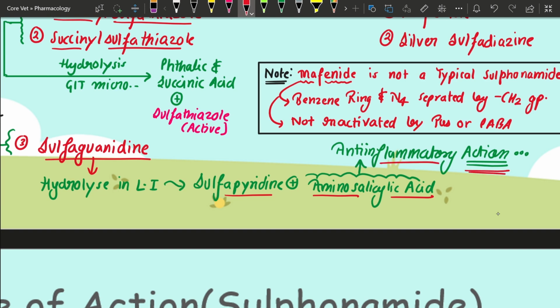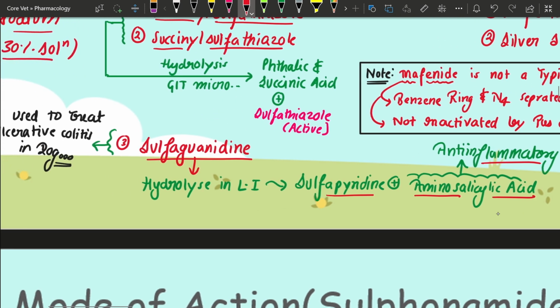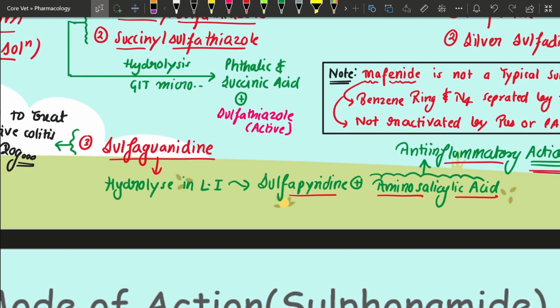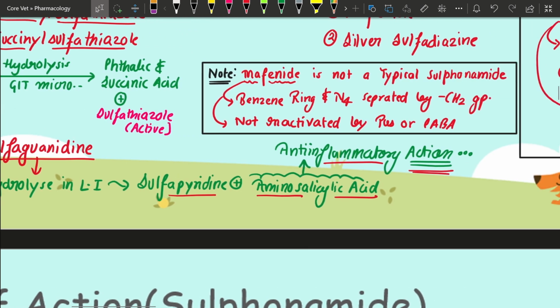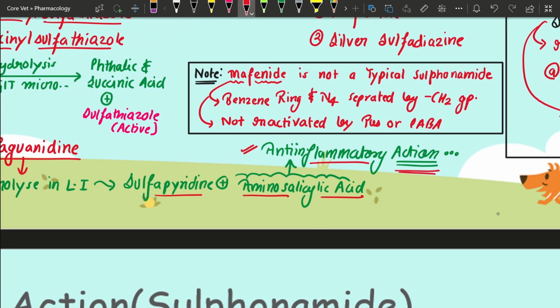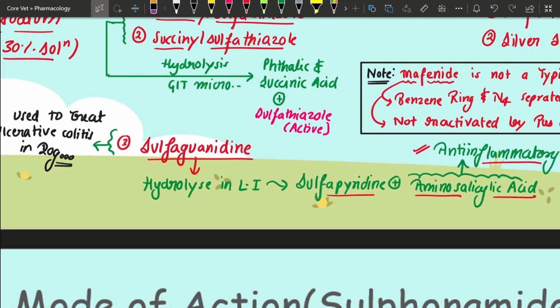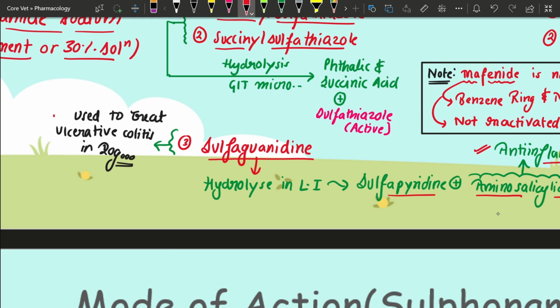This means if you want an anti-inflammatory action along with the antibacterial action, you could refer to this drug, because it will lead to the formation of aminosalicylic acid after the hydrolysis in the large intestine, okay, and the anti-inflammatory action is also pursued by it. So it is also majorly used in the treatment of ulcerative colitis in dogs, okay.